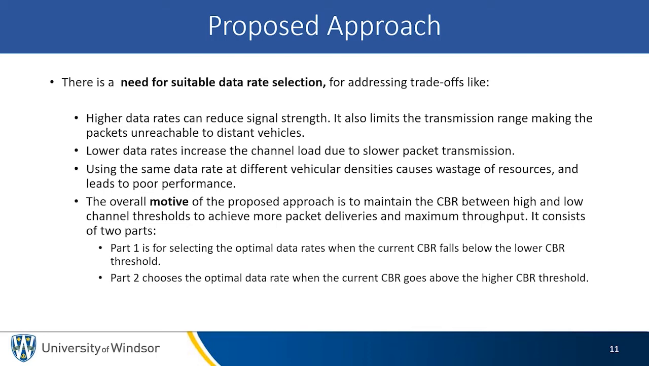The overall motto of the proposed approach is to maintain the CBR between high and low channel thresholds to achieve more packet deliveries and maximum throughput. It consists of two parts. Part 1 is for selecting the optimal data rates when the current CBR of the network falls below the lower CBR threshold. Part 2 chooses the optimal data rate when the current CBR of the network goes above the higher CBR threshold.